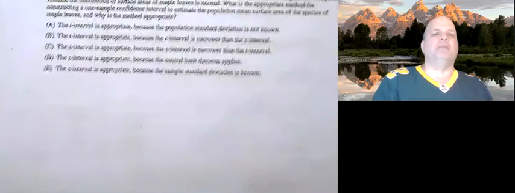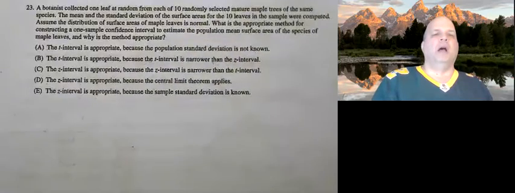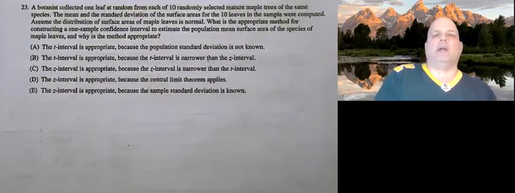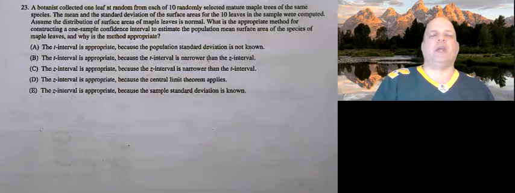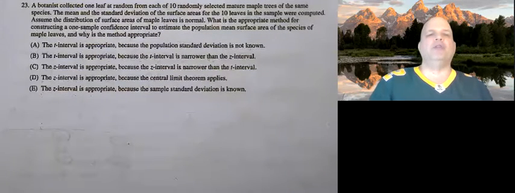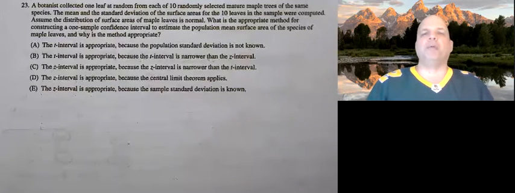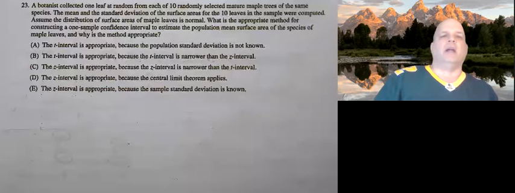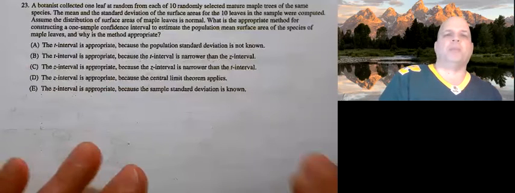Number 23. A botanist collected one leaf at random from 10 randomly selected mature maple trees of the same species. The mean and the standard deviation of the surface area of the 10 leaves in the sample were computed. Assume the distribution of surface areas of the maple leaves is normal. What is the appropriate method for constructing a one sample confidence interval to estimate the population mean surface area of the species? All right, and why is the method appropriate?